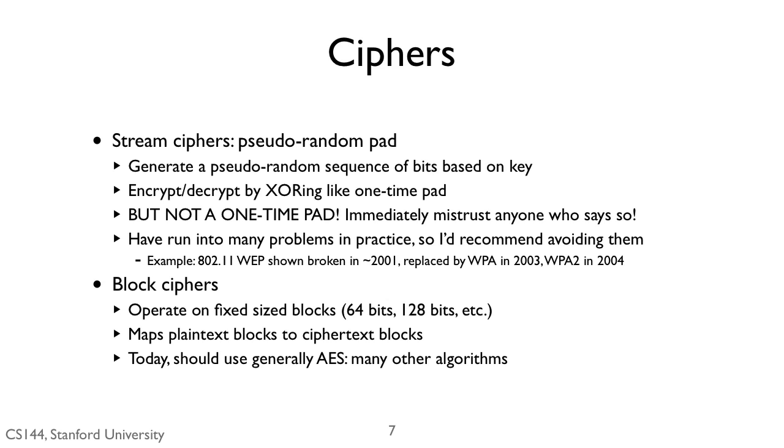Now WPA2 uses something called a block cipher. A block cipher operates on fixed sized blocks of data, say 64 bits or 128 bits. A block cipher maps a plaintext block to a ciphertext block. There are many block ciphers. Today you should generally use AES, the Advanced Encryption Standard.